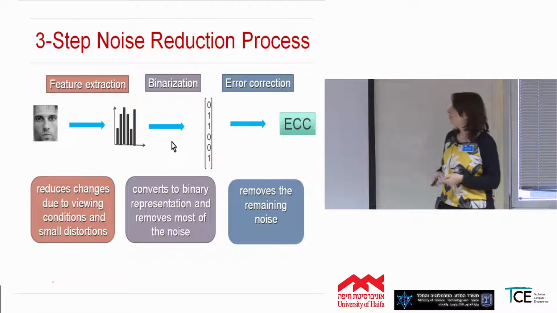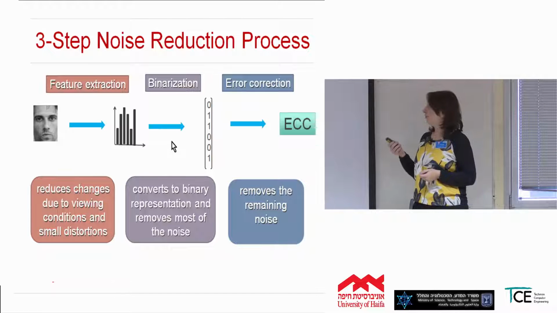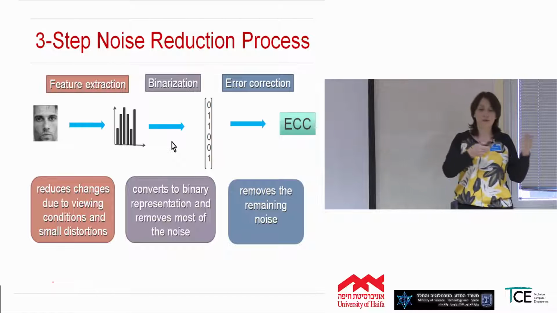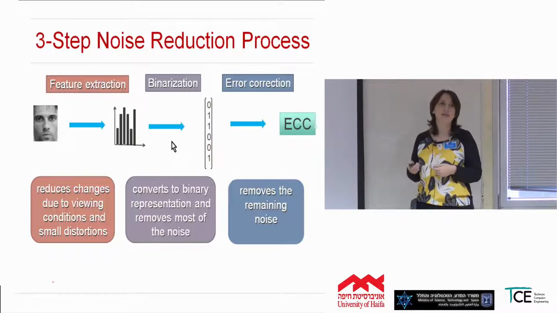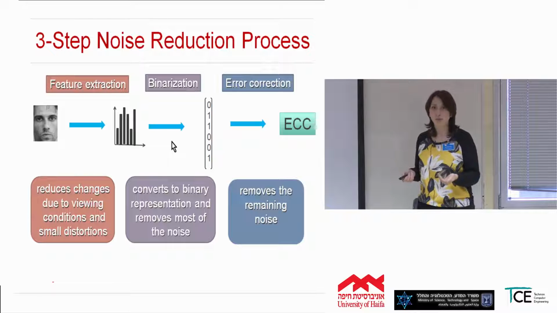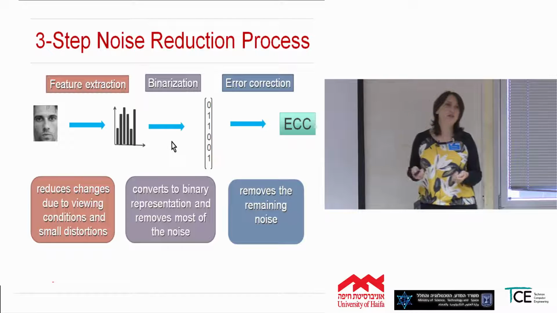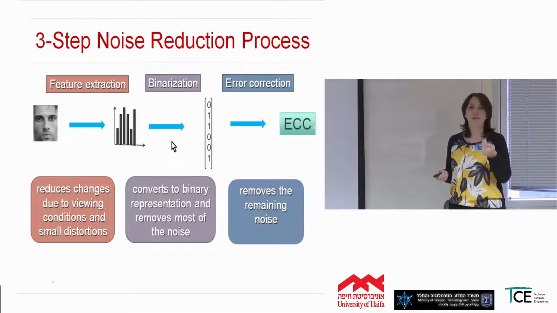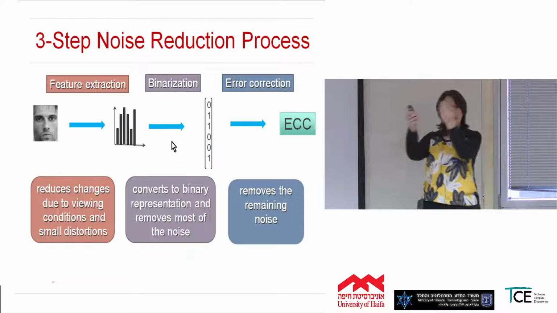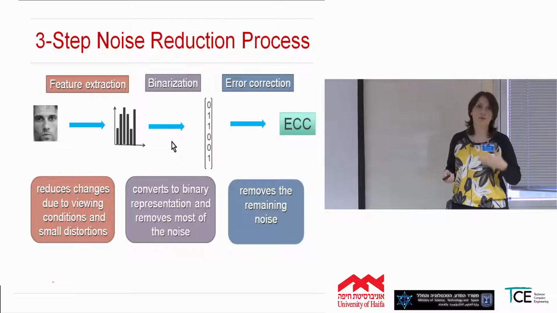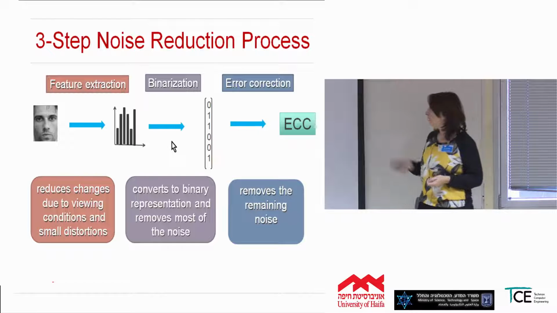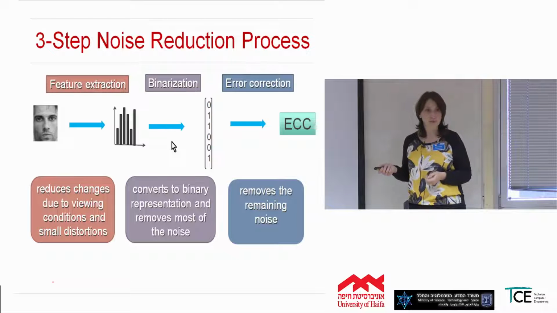So we go through a binarization process, and this binarization process converts real numbers to binary strings in a consistent way. What do I mean by consistent? At the end of the binarization process, we wish to have as few bits broken as possible. So we want two images to get exactly the same binary strings. Unfortunately, we can't do that. We still have some errors that we correct using error correction.